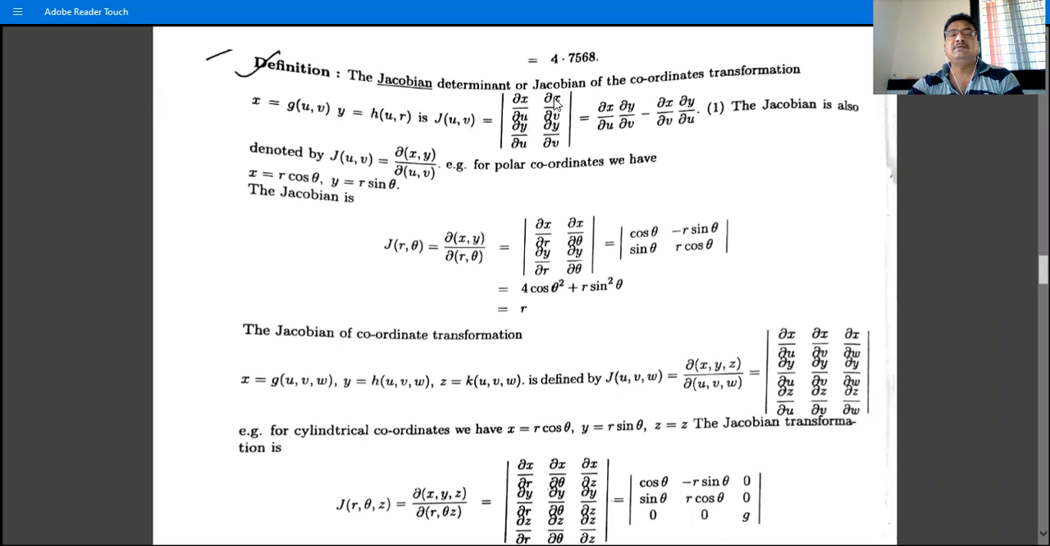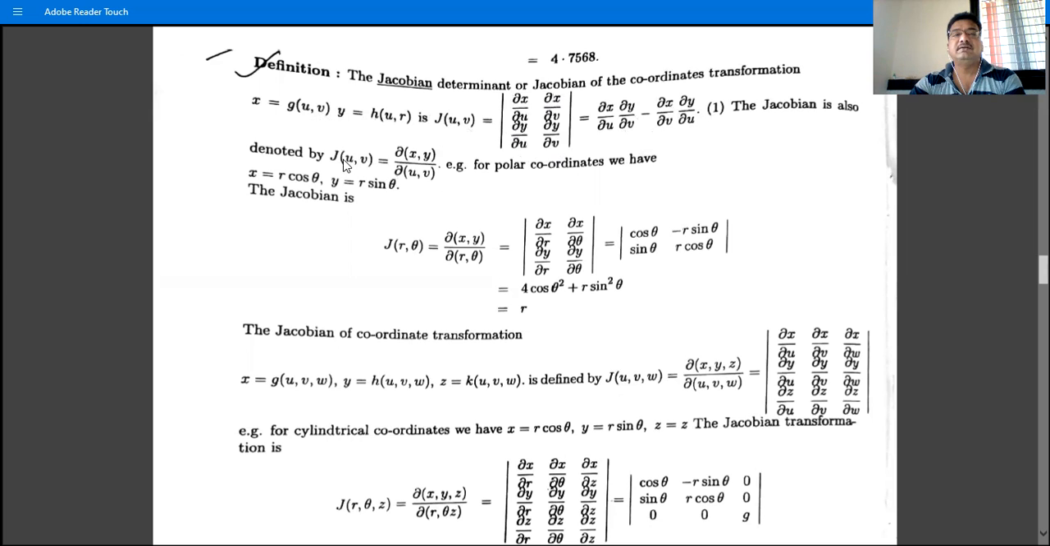∂x/∂u, ∂x/∂v, ∂y/∂u, ∂y/∂v. Here is a correction: the x and y both are functions of u and v. Then the Jacobian J(u,v) is also denoted by ∂(x,y)/∂(u,v). This is the notation, and it is the determinant with ∂x/∂u, ∂x/∂v, ∂y/∂u, ∂y/∂v.